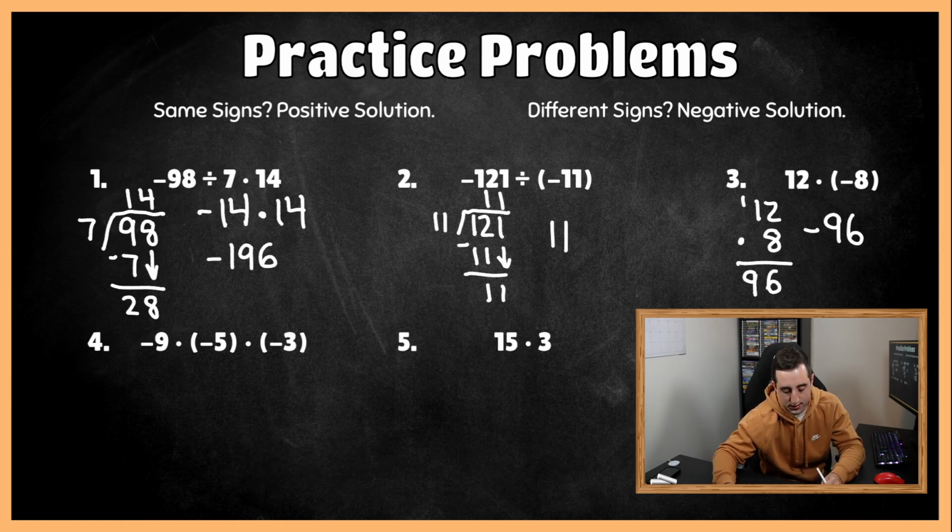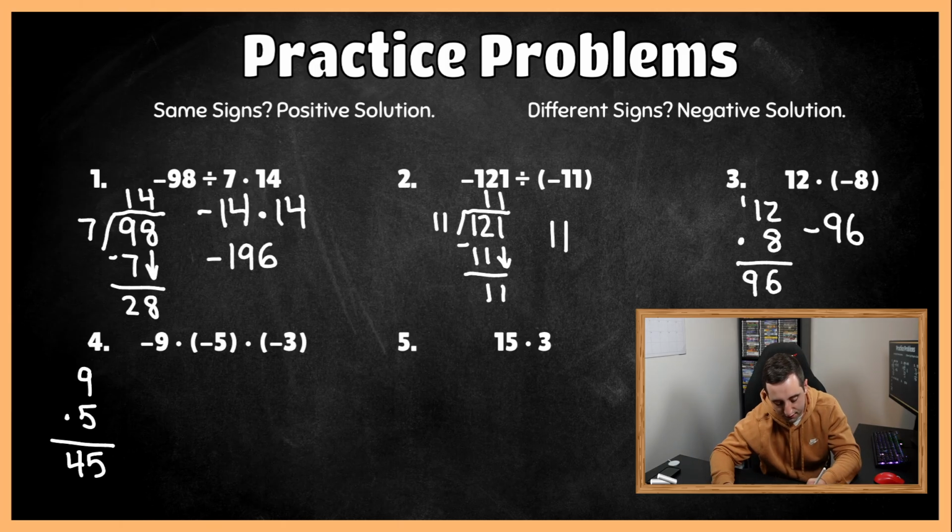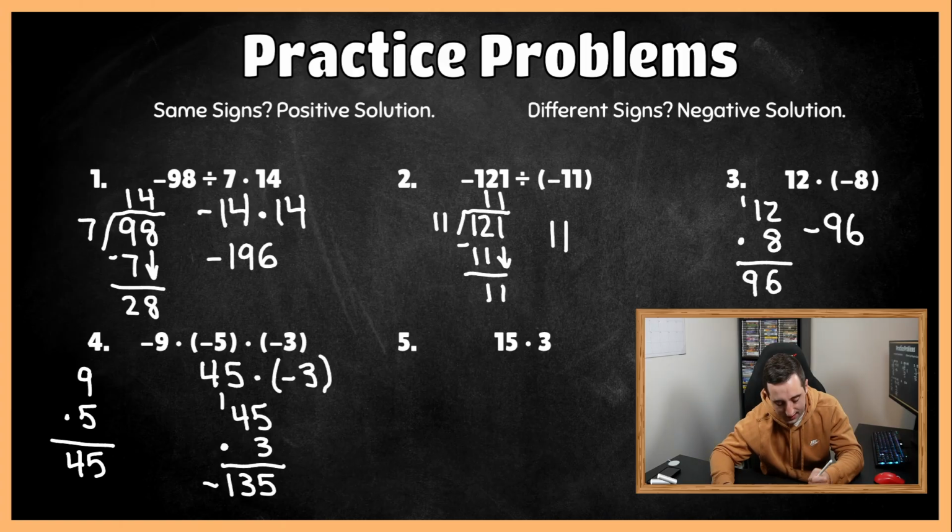Now on to number 4, I noticed that we have, again, 3 numbers, but they're all being multiplied this time. So once again, let's move from left to right. We have 9 times 5, so 9 times 5 is going to give us 45. Both numbers were negative, so same signs, positive solution, so positive 45. And then we're left with 45 times negative 3. Now those are different signs, so my final answer at the very end has to be negative. So 45 times 3. 3 times 5 is 15, carry the 1. 3 times 4 is 12, plus 1 gives you 13. And final answer is going to be negative 135 for number 4.